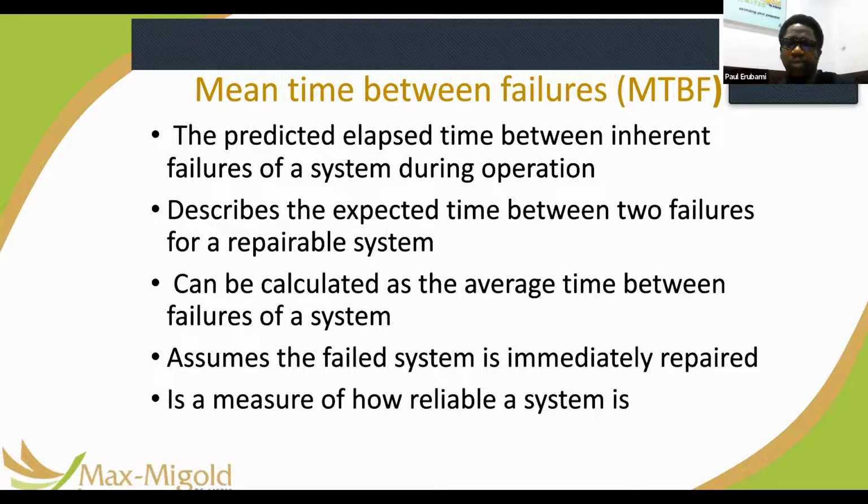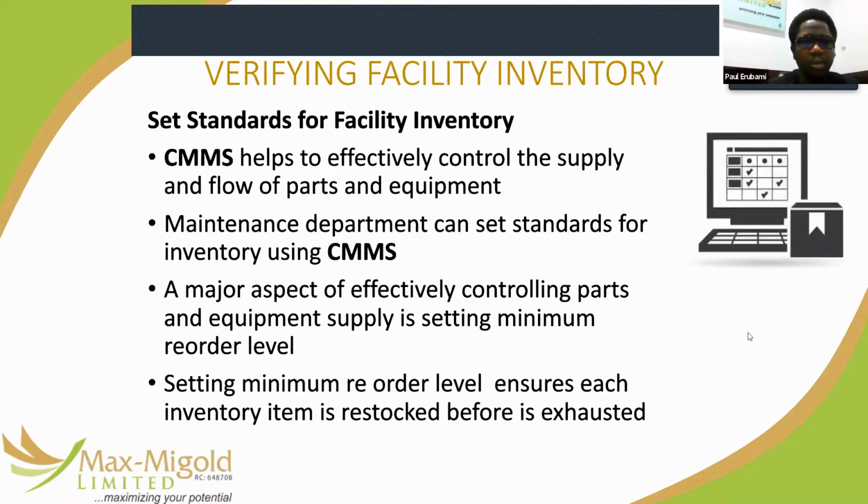The predicted elapsed time between inherent failures of a system during operation. It describes the expected time between two failures for a repairable system. It can be calculated as the average time between failures of a system. So basically, if you have an equipment that failed 15 times last year, 15 times divided by 12 or 15 times divided by 365 becomes your mean time between failures. So you get that as a number for a certain period of time. You say this thing fails once monthly, it fails 10 times annually, and things like that, because it helps you measure how reliable the system is. So whoever is dealing with it knows whether they are going to have it to use or not.